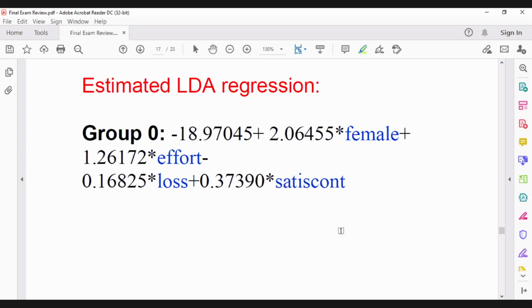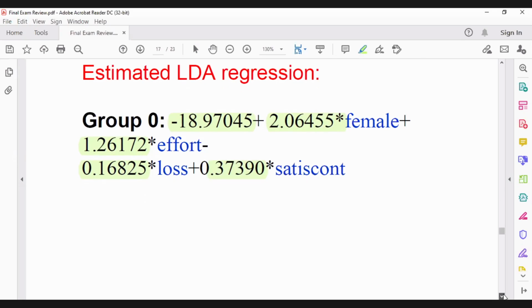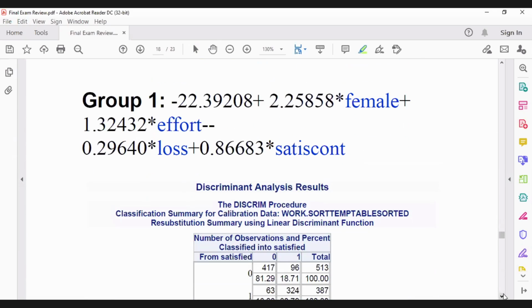So for group 0, or y equal to 0, we get beta 0 plus beta 1 female, plus beta 2 effort, plus beta 3 loss, plus beta 4 satiscounts. For group 1, we got beta 0 of group 1 plus beta 1 female of group 1 plus beta 2 of group 1, and so on.